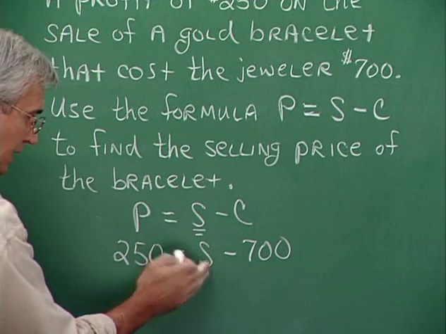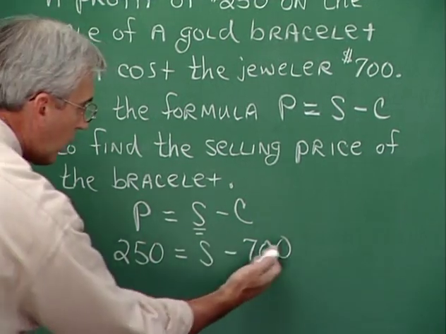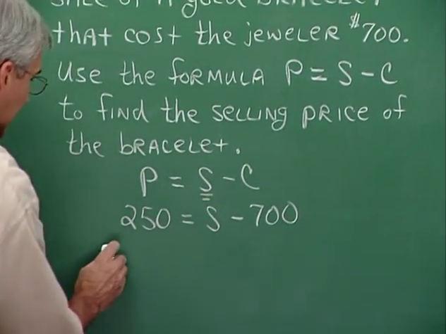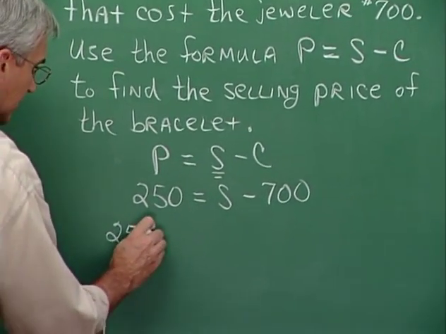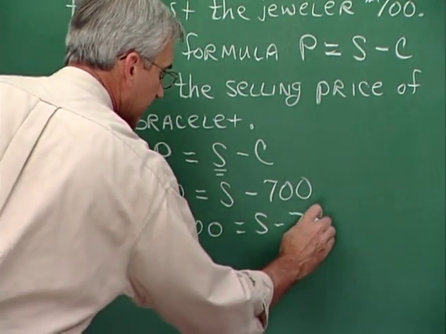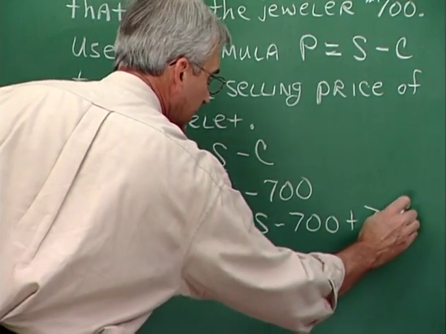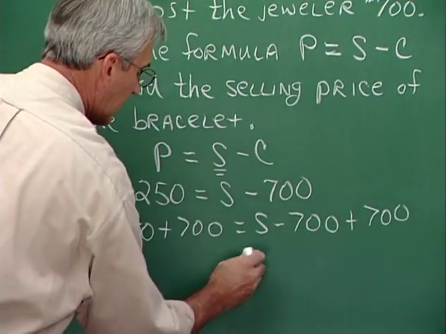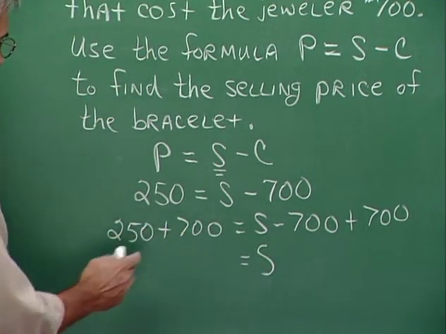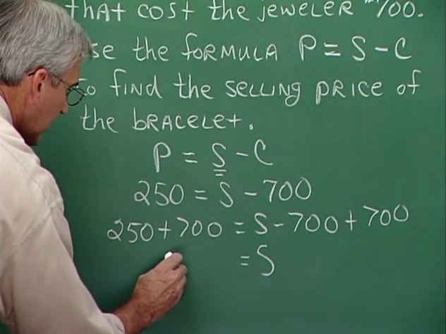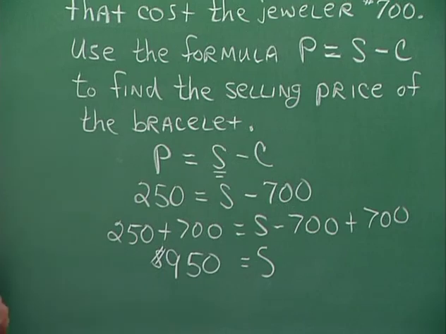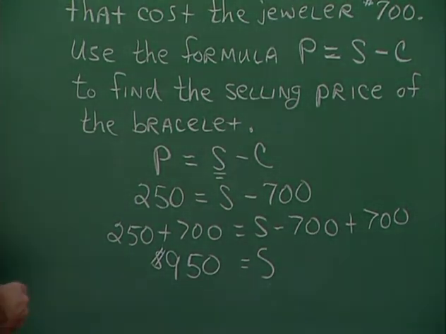And to isolate the S on the right side of the equation, we want to eliminate this minus 700. And we can do that by adding 700 on both sides. So we have 250 plus 700 on the left. And on the right, we add 700. And these two together give 0. So we've isolated S, selling price, on the right. And on the left, we perform the operation to find the selling price to be $950. So $950 is the selling price of the bracelet.